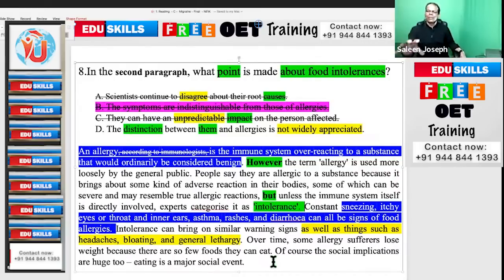Okay. So the gist of the paragraph is that with the contrast words giving contrasting ideas, it says the distinction between food intolerances and allergies is not really appreciated. Is that clear? Yes, Father.